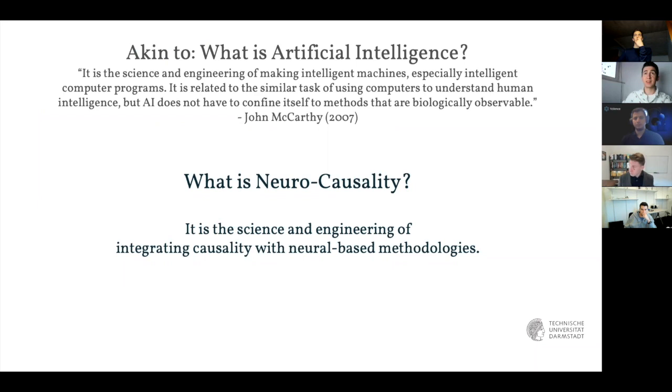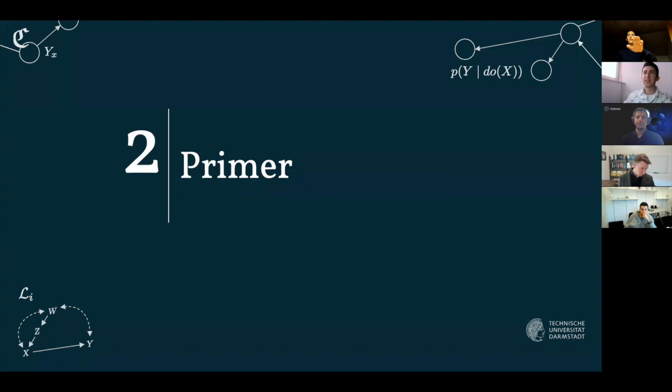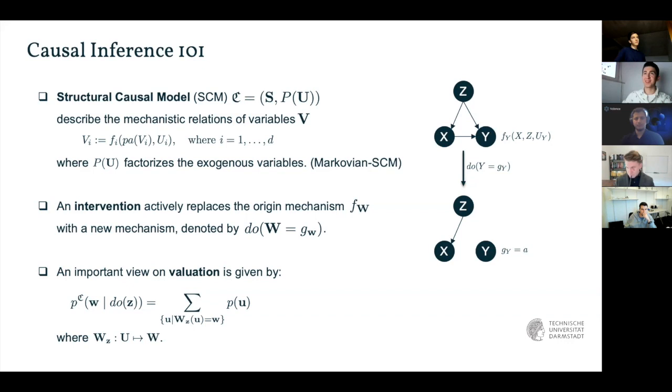Okay, here now a short primer on just key concepts, which we'll fly through. So here you see causal inference 101. In general, the key concept is this structural causal model. It's important for us to define here because this is what we are going to talk about mostly. And you describe these mechanistic relations of variables, right? Each variable, each node, so you see on the right side X, Y, and Z, each of them is caused by its parents and some noise term. U usually stands for something like unmodeled.